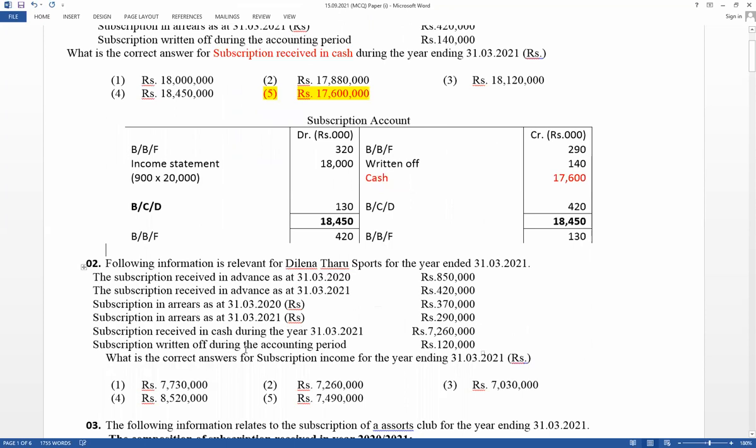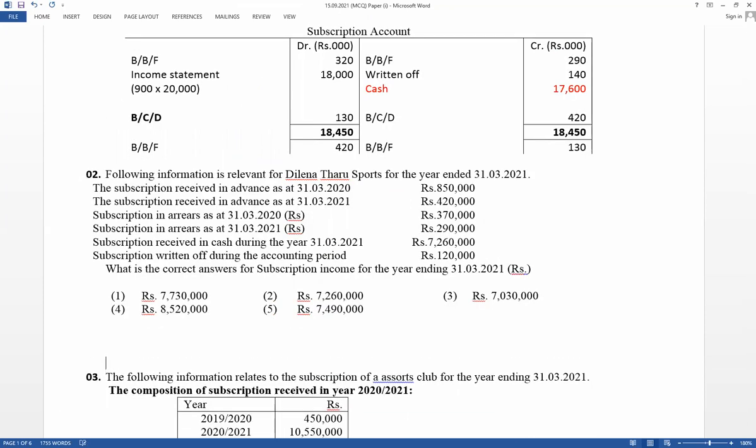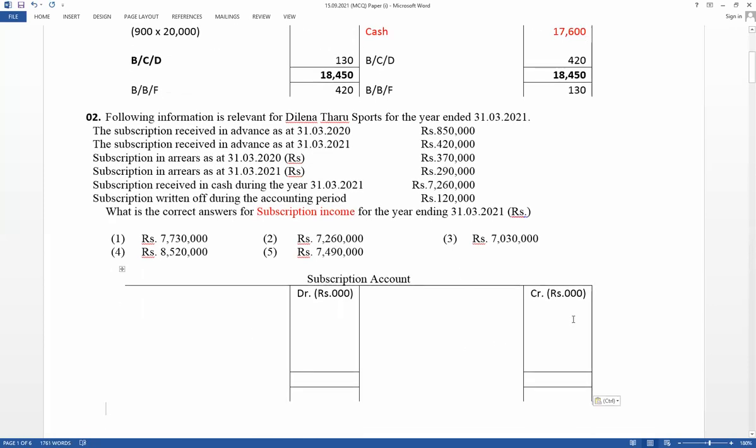Question number two is also relevant to subscription. Given opening and closing balances and subscription received amount also given. They ask in this example for subscription income for the year. Same information, but in question number two, number of members and membership fee are not given. Therefore, record the given opening and closing balances. It has given from the beginning subscription received in advance liability as a balance brought forward 850 and closing balance carried down. Closing balance carried down value equal 420.